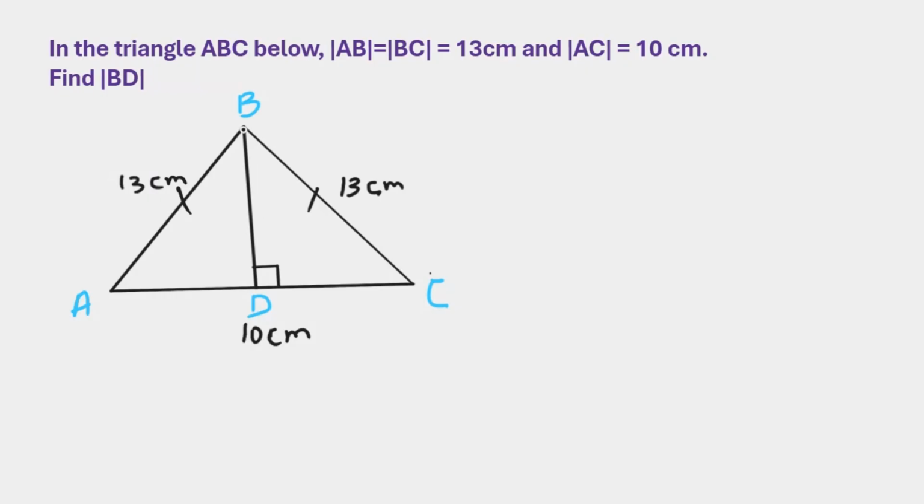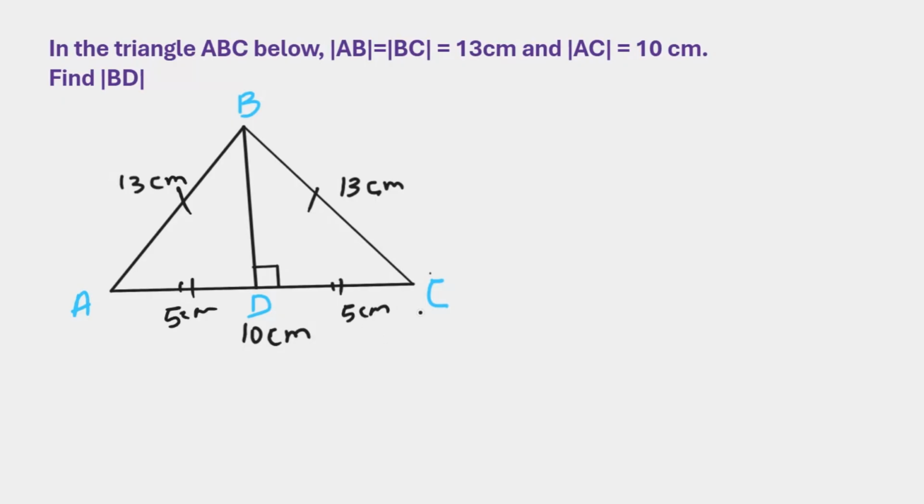The height divides the triangle into two parts. And because of that, AD and DC are going to be the same. Remember, AC is 10 centimeters, so that means this side is equal to this side. Here is going to be 5 centimeters, and here too is going to be 5 centimeters. So that is how you have to know this.